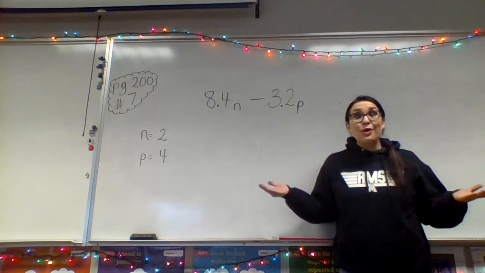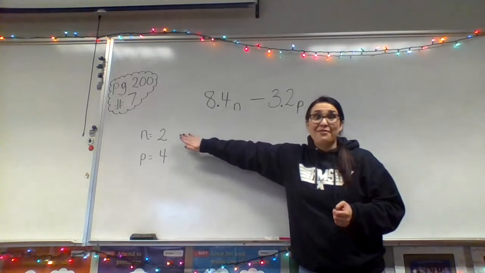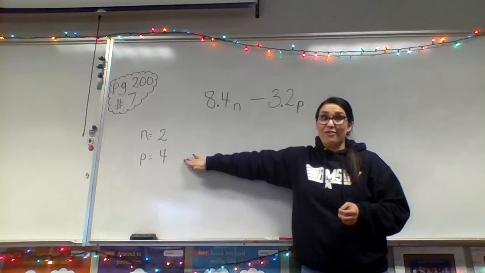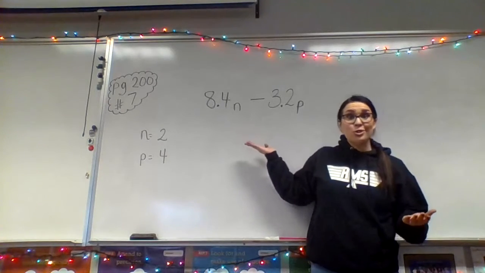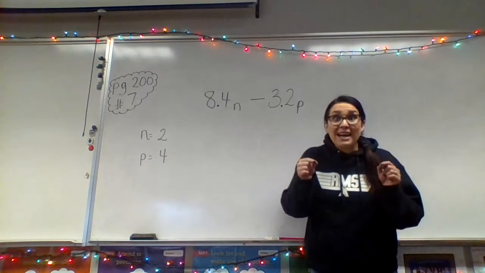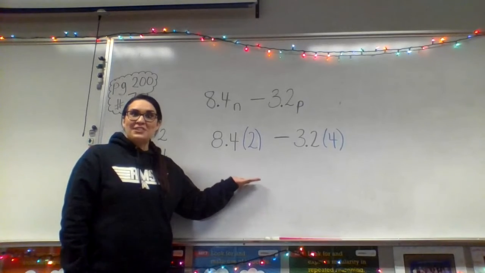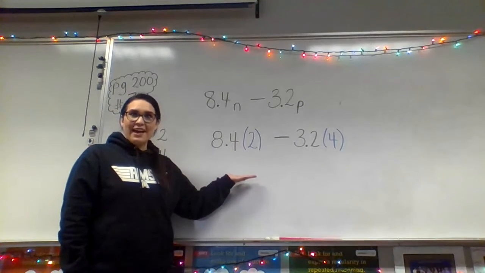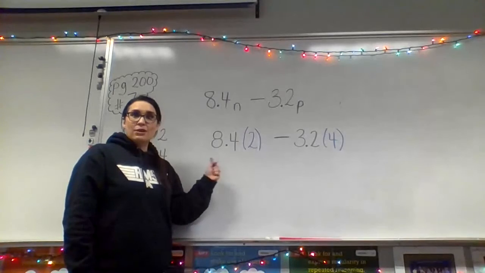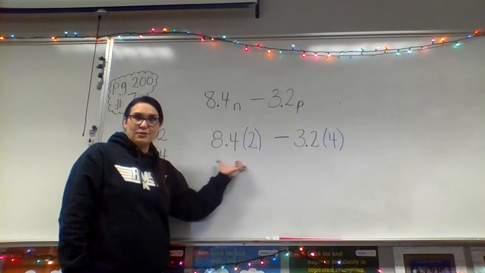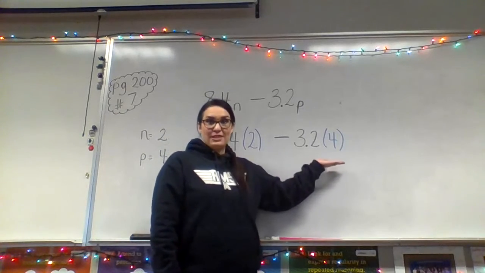But I do have some more information that I can use to solve this, correct? I know what the value of n is. I also know what the value of p is. So now, my friends, I'm going to rewrite this algebraic expression, but I'm going to plug in those values that I have. Once we put in those values, our new algebraic expression is 8 and 4/10 times 2. I need to do this piece first, and then I will subtract it from 3 and 2/10 times 4.